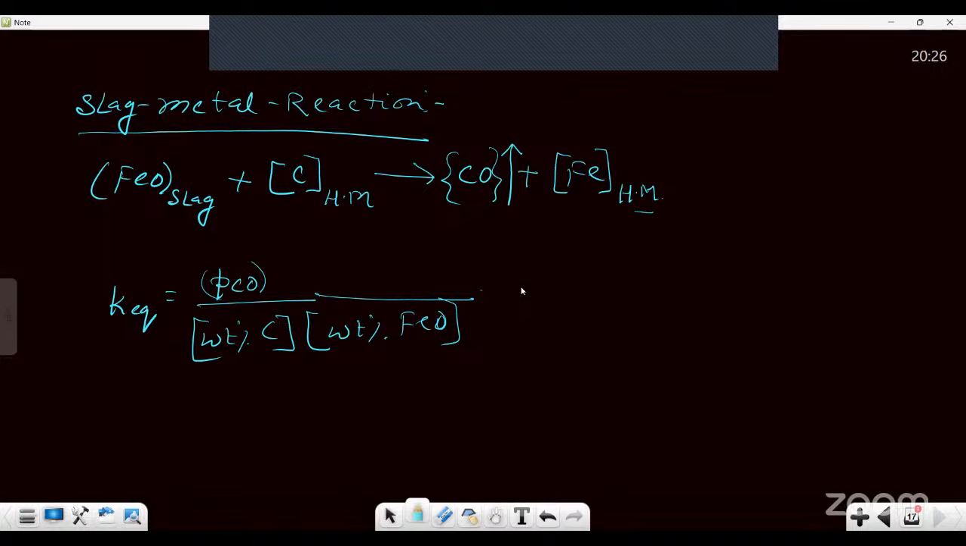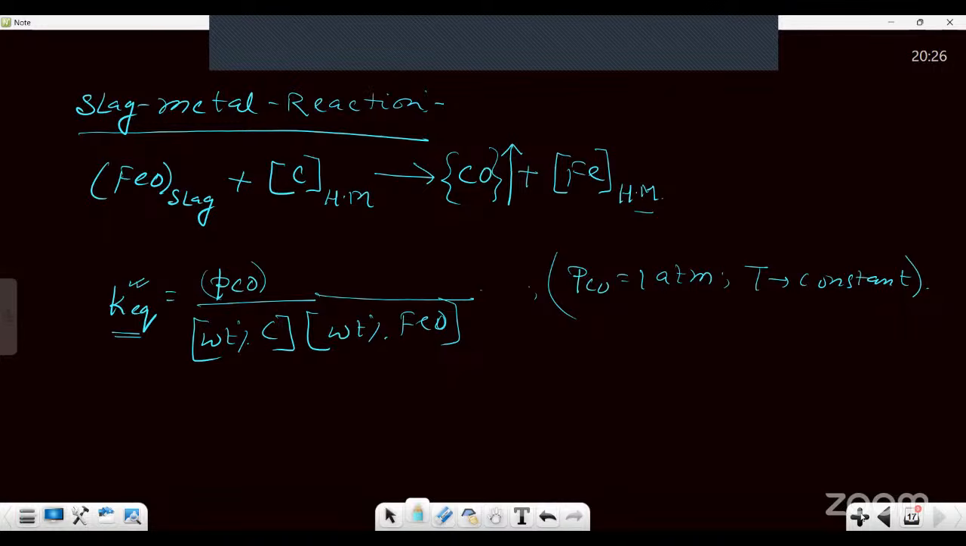So here also, if I maintain the partial pressure of CO to be 1 atmosphere, and if the temperature is also constant, then I can say that this K value is going to be constant. The equilibrium constant K for this reaction is going to be constant.